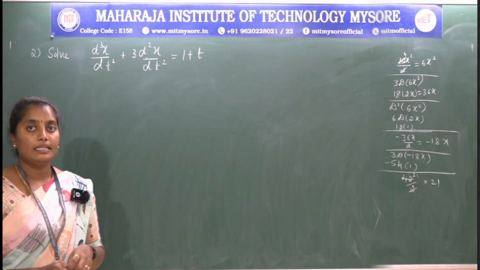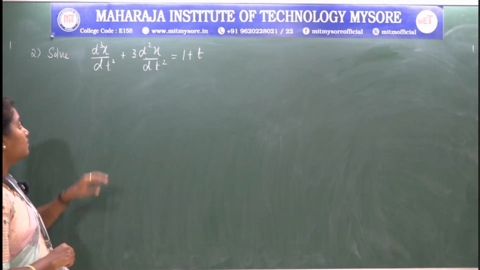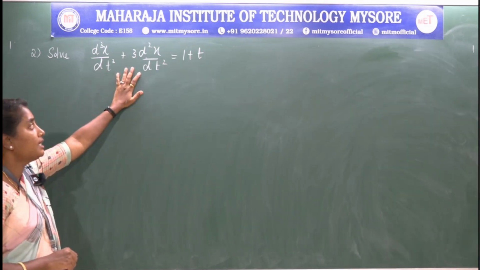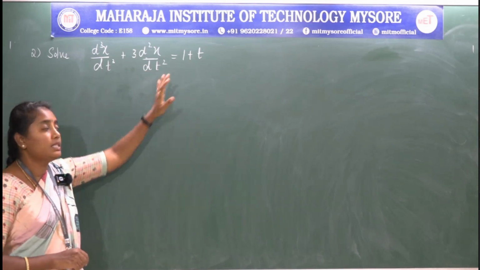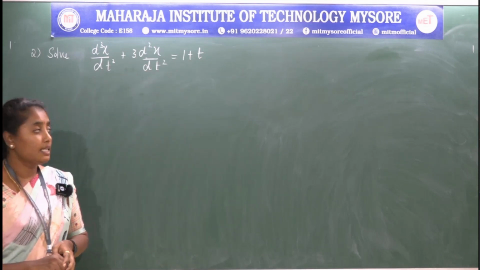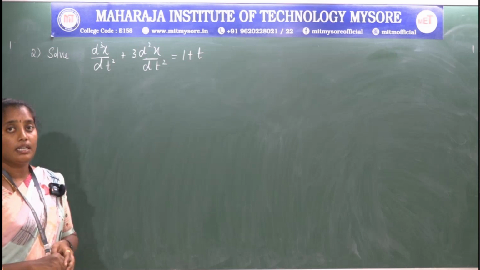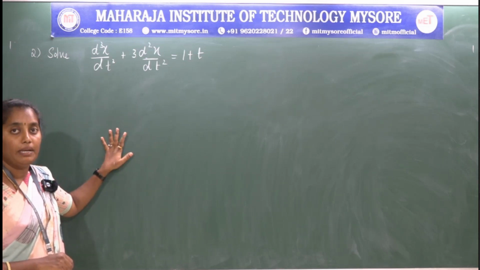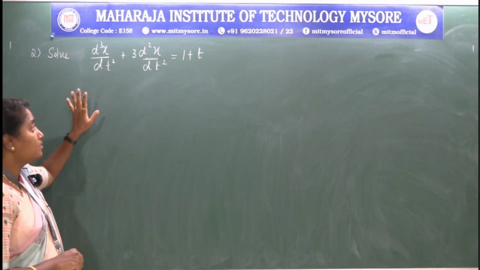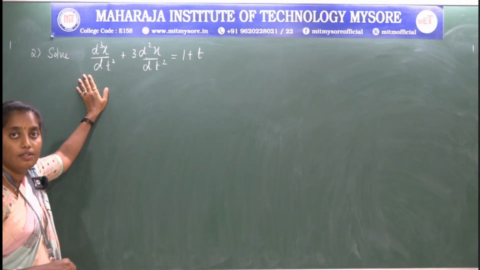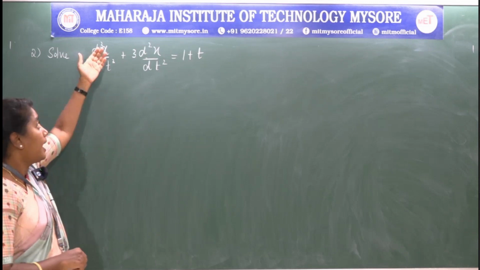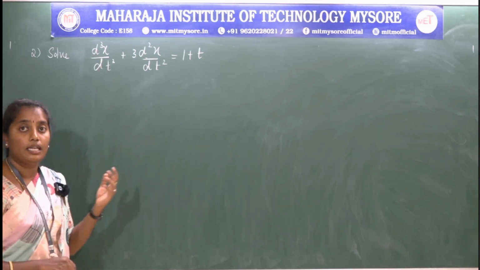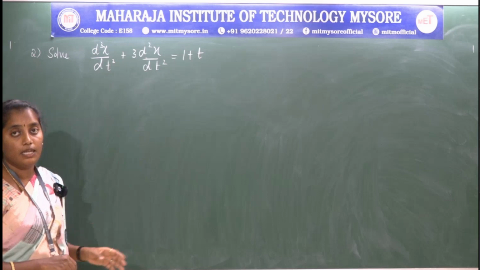Next problem in type 3, solve d cube x by dt cube plus 3d square x by dt square, which is equal to 1 plus t. Here the given equation contains x as dependent variable and t as independent variable. To write the solution of this differential equation, we have to write x in terms of t, that is x as a function of t.